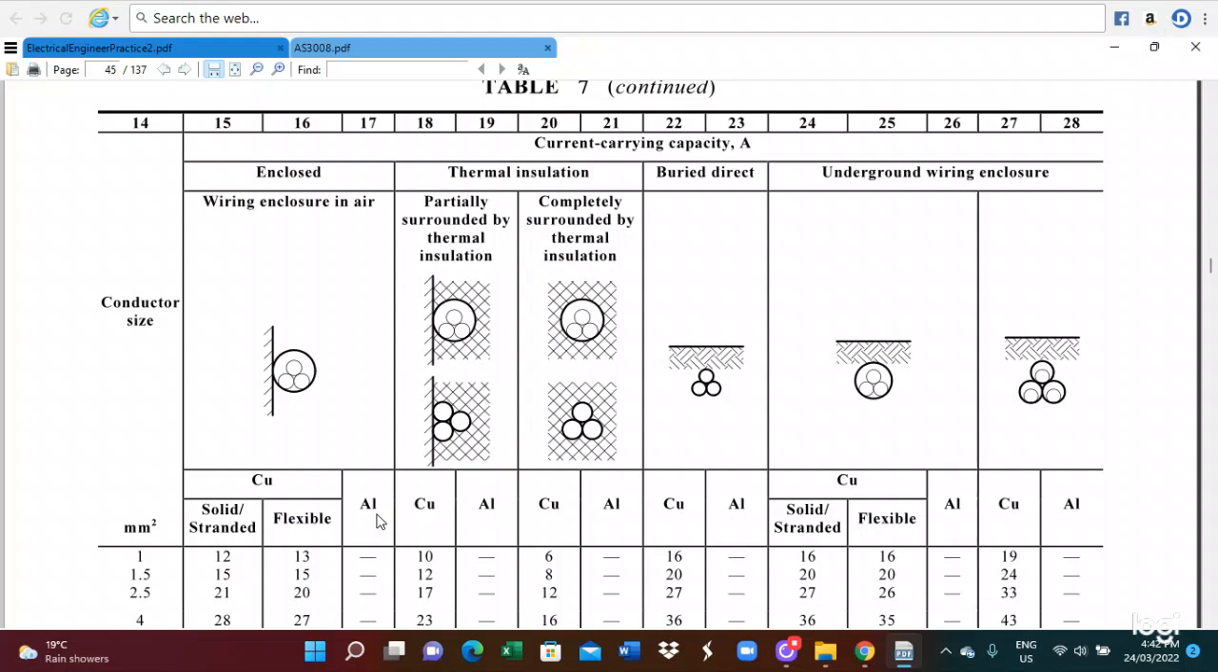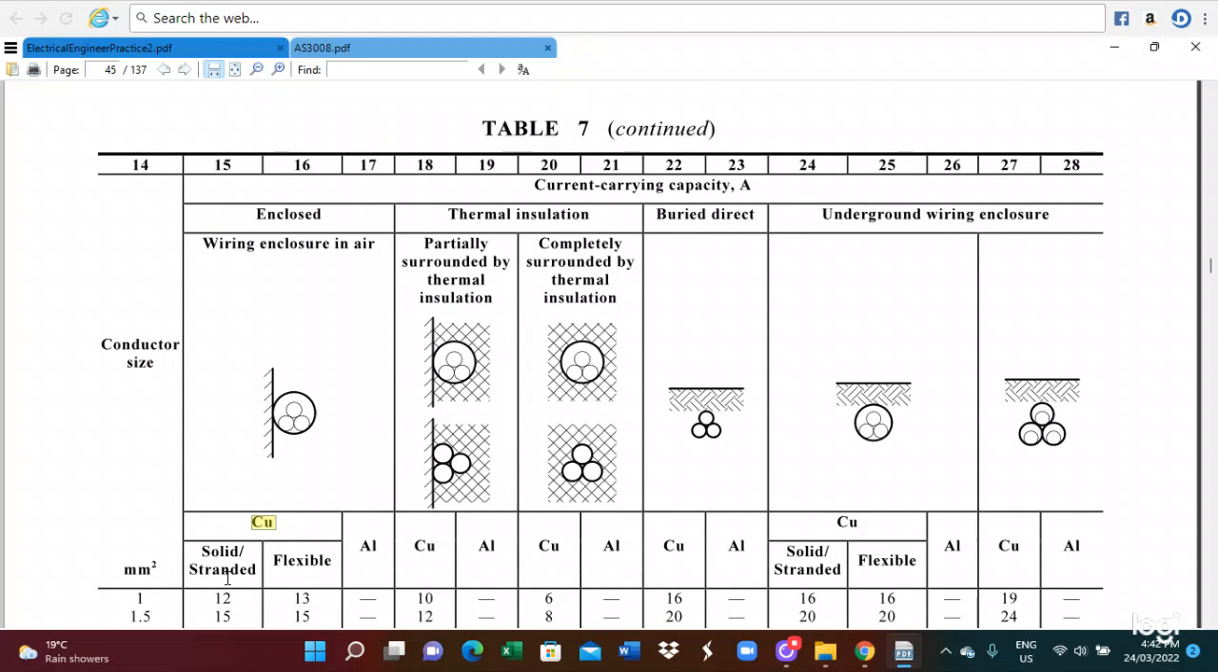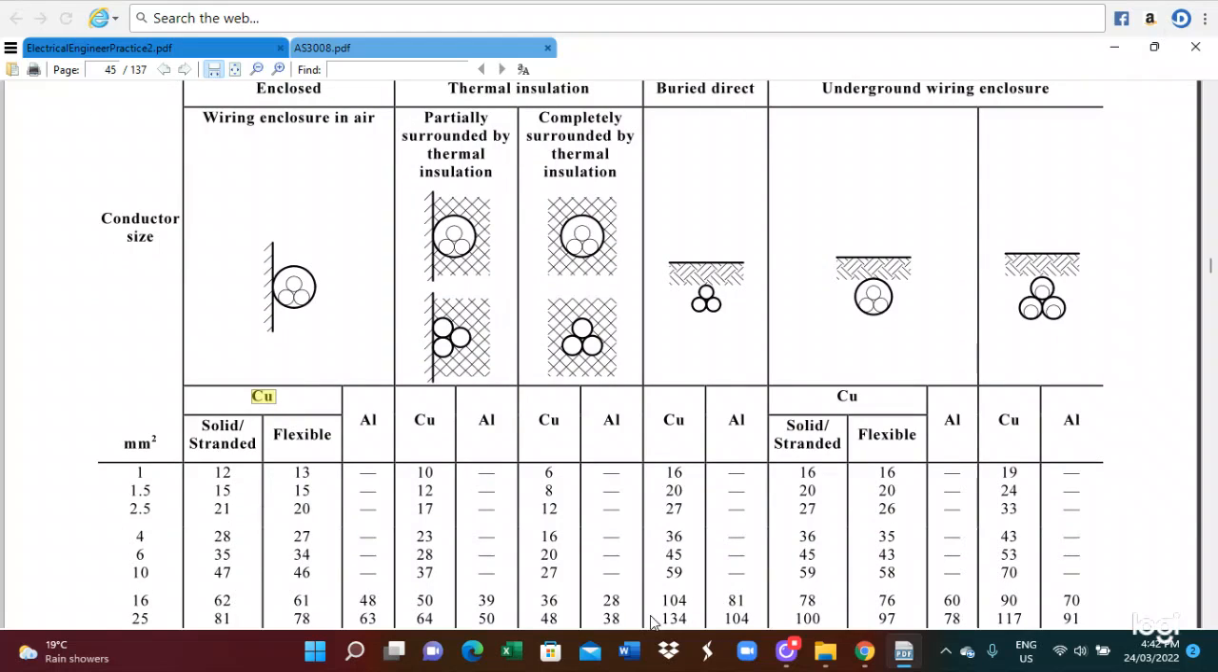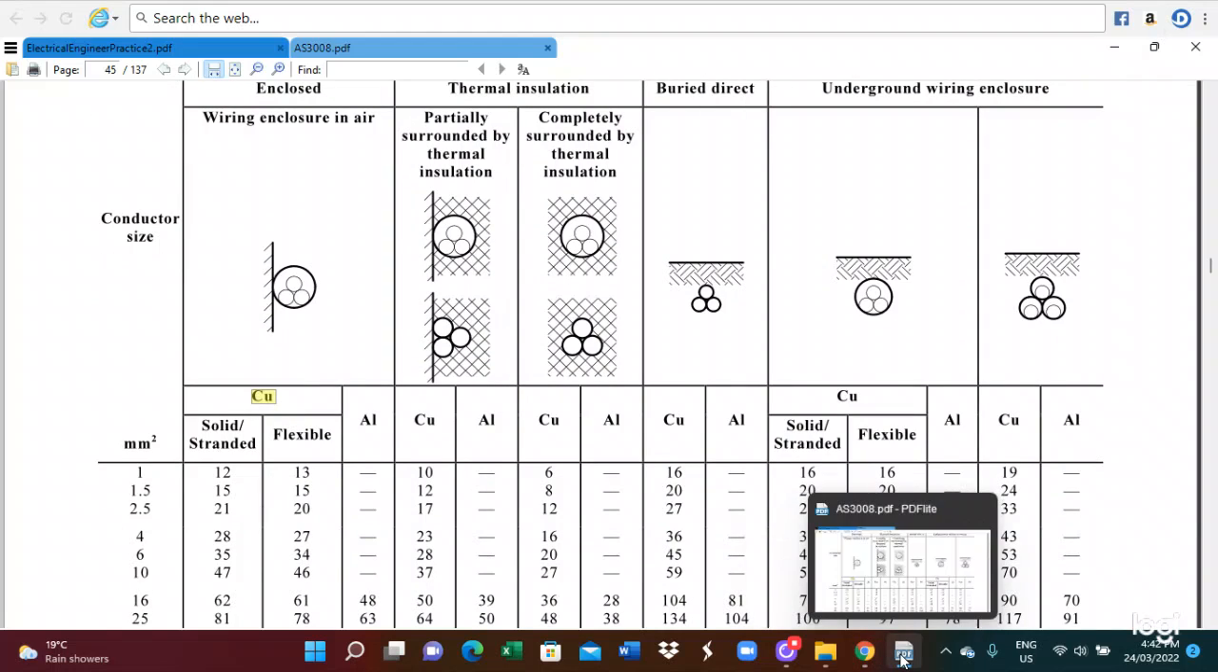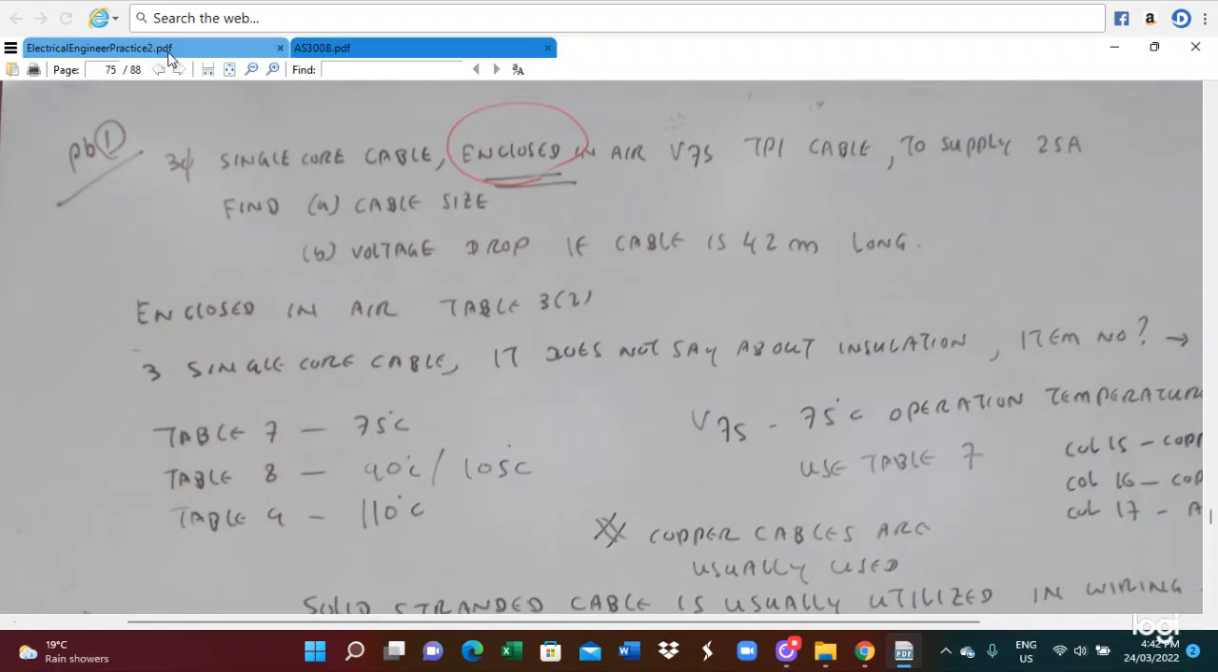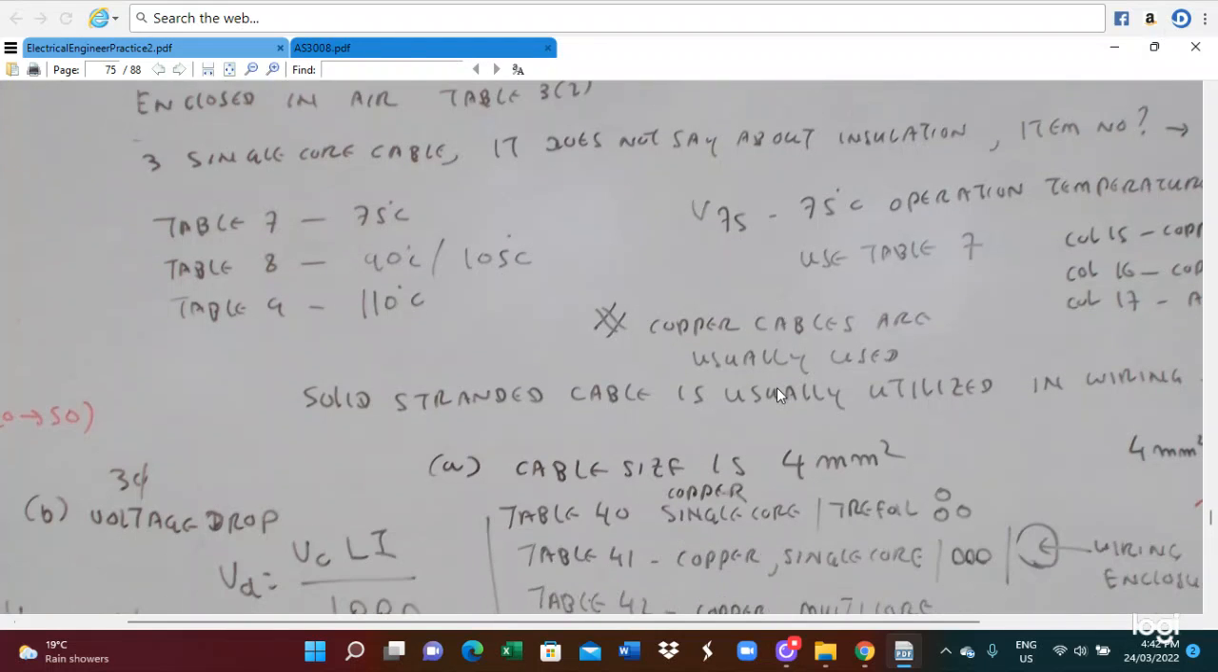This problem does not specify, so we assume they're solid stranded. We don't use flexible in this installation and we don't use aluminum. Based on this, we utilize copper solid stranded, so we refer to column number 15. This is the column you have to refer to.